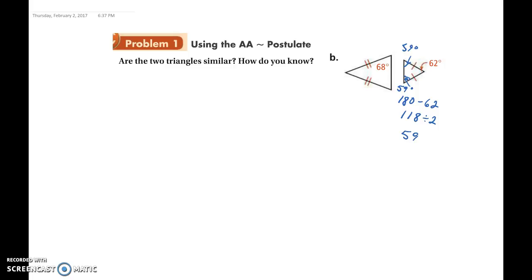And since 59 does not equal the base angle of the other triangle, 68 degrees, it means that these triangles are not similar because they do not have congruent angles. So it's guaranteed that they cannot be similar.